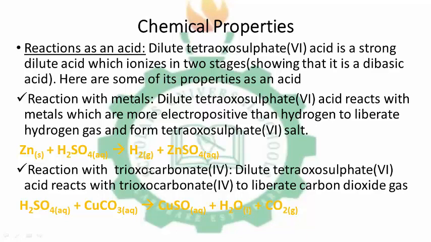Now, reaction with trioxocarbonate 4. Dilute tetraoxosulfate 6 acid reacts with trioxocarbonate 4 to liberate carbon dioxide gas, which is the carbon 4 oxide gas, CO2. Now, this is the acid reacting with copper 2 trioxocarbonate 4, forming the copper 2 tetraoxosulfate 6, which should be CuSO4.